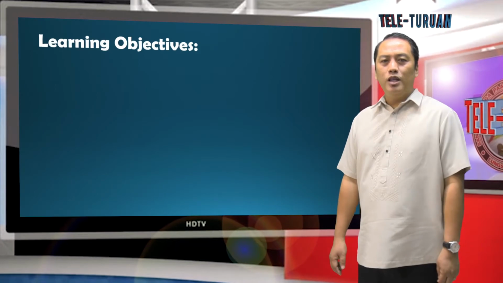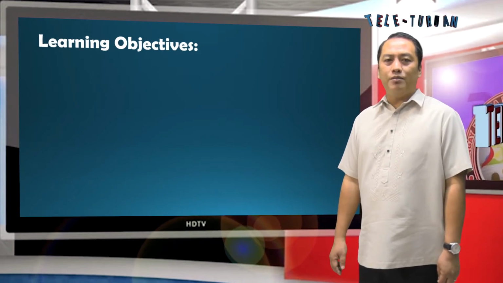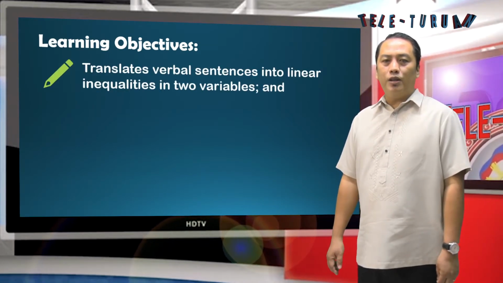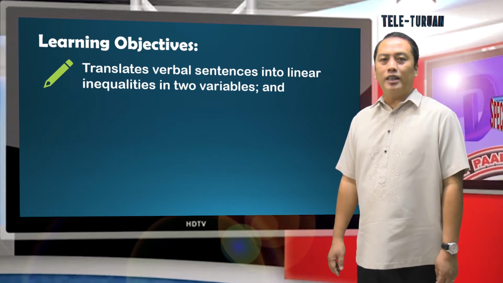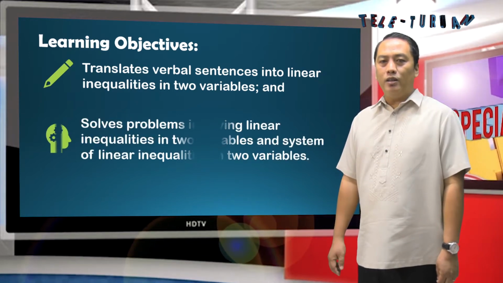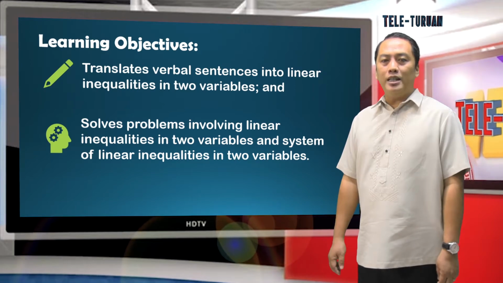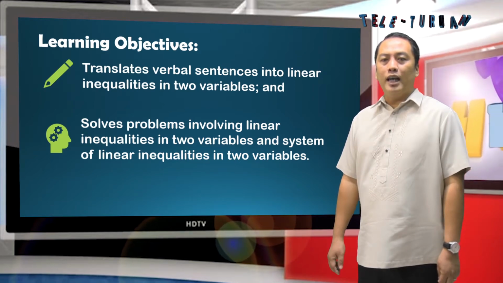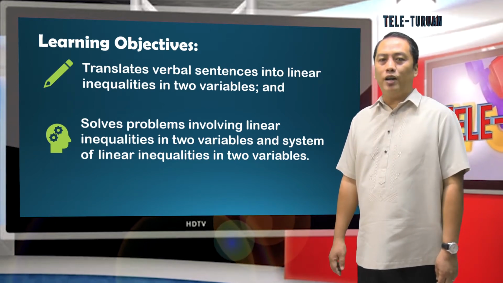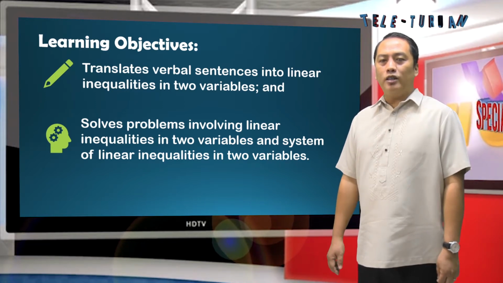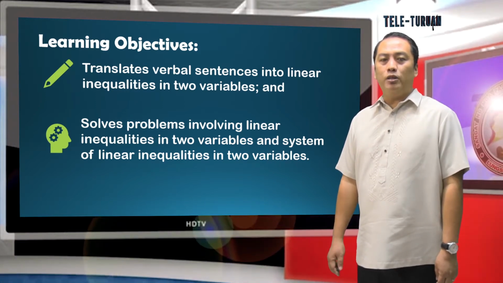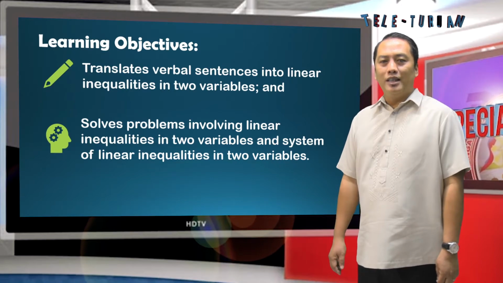In this episode, we will have the following learning objectives. First, translate verbal sentences into linear inequalities in two variables. And second, solve problems involving linear inequalities in two variables and systems of linear inequalities in two variables. We will apply the concept of linear inequalities in two variables in real-life situations. That would be fun.